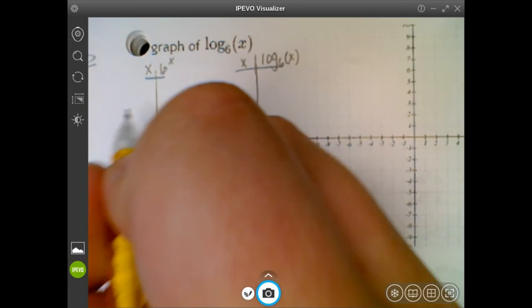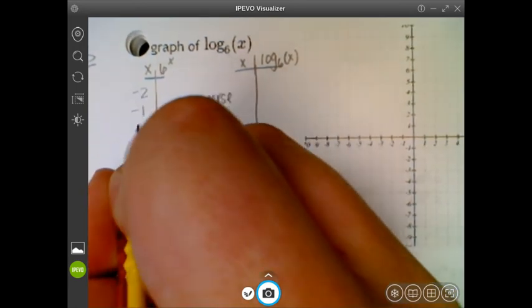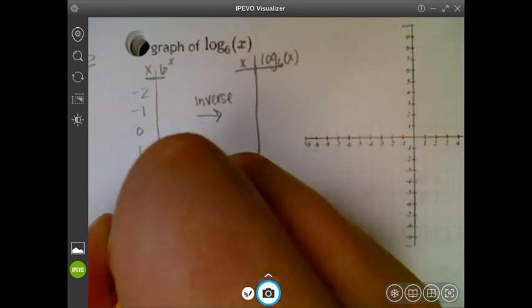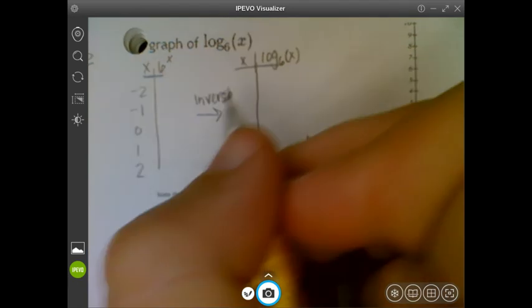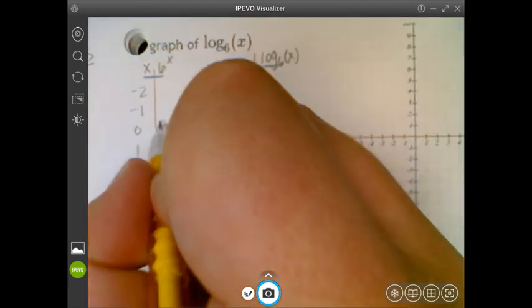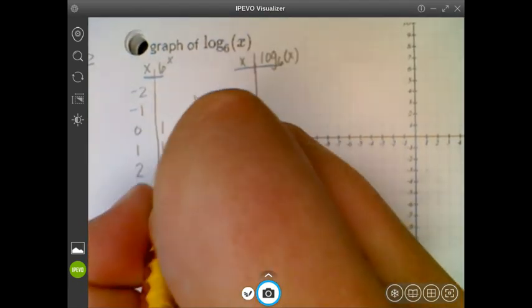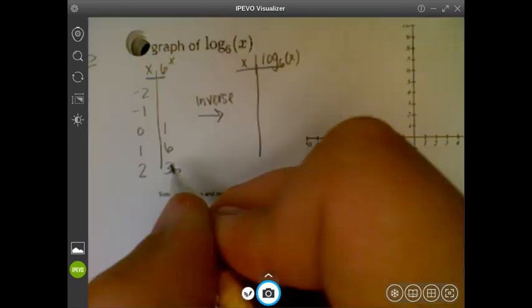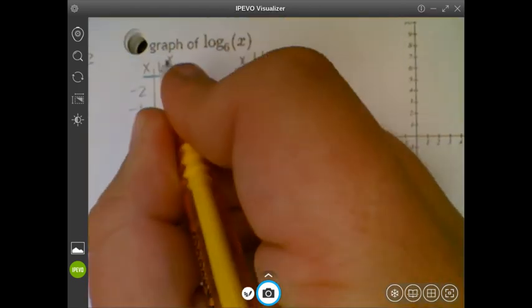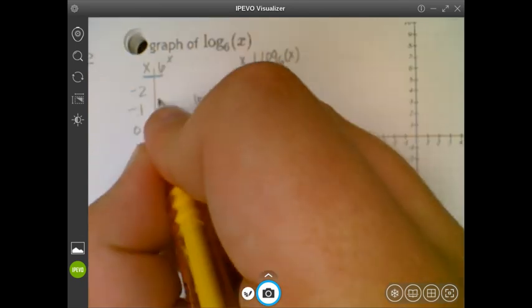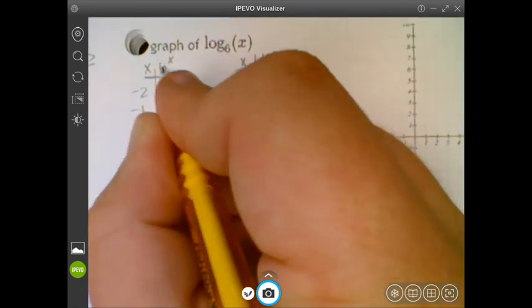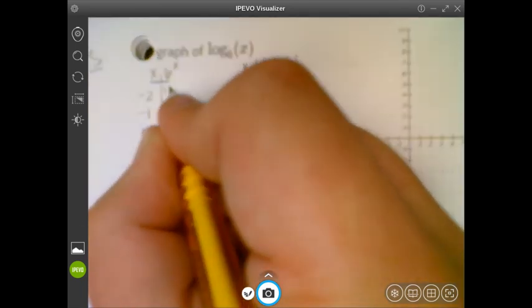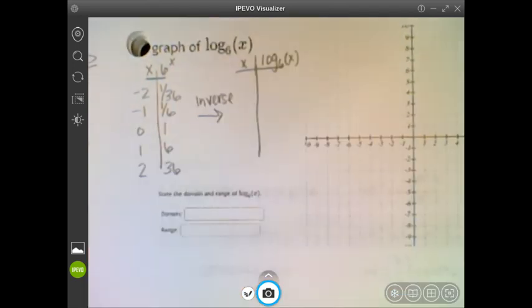So when you're making this exponential, we kind of stick to -2, -1, 0, 1, and 2. And then you're just plugging them in. Well, anything to the 0 power is 1. 6 to the first is 6. 6 squared is 36. And then here's where you get into the negatives. So 6 to the negative first, that's 1 over 6. And 6 to the negative second, that's 1 over 36, because that was 6 squared.